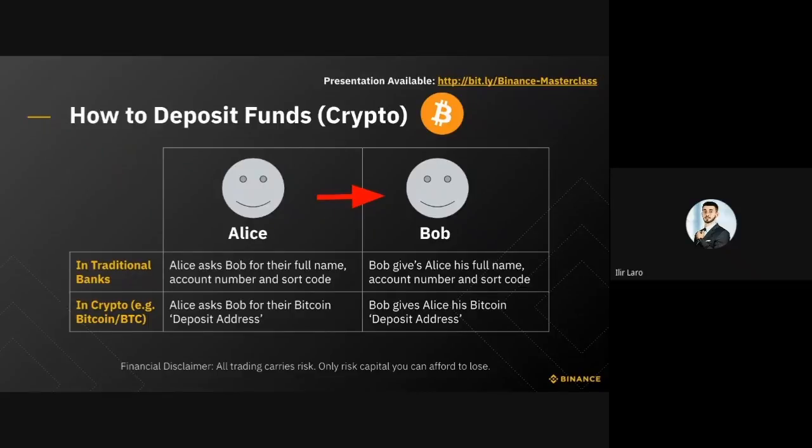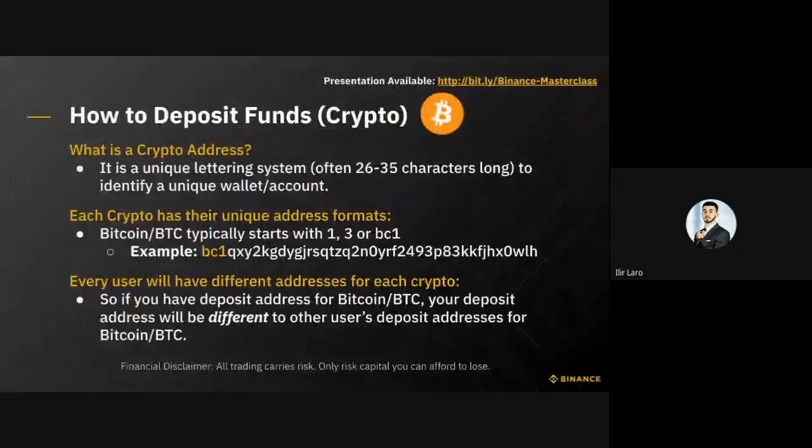So the information required is a full name, account number and sort code typically. Now in crypto, we actually don't ask for full name, account number or sort code. We ask for something called a deposit address. So in this scenario, Alice will ask Bob for their Bitcoin deposit address, and Bob will then give Alice his Bitcoin deposit address. Now, I hope that illustrates what information is required.